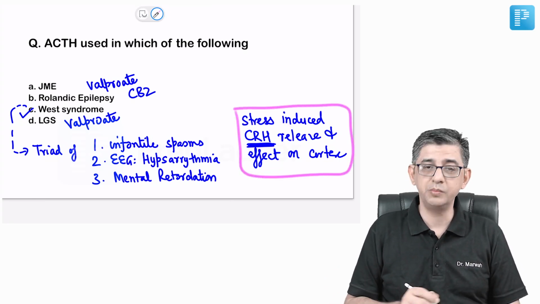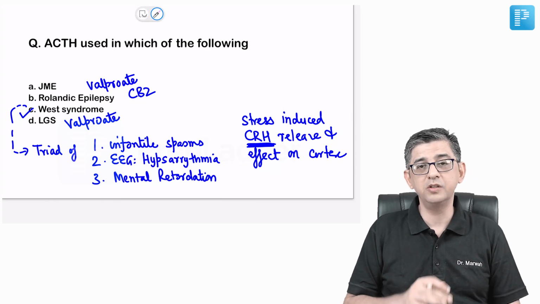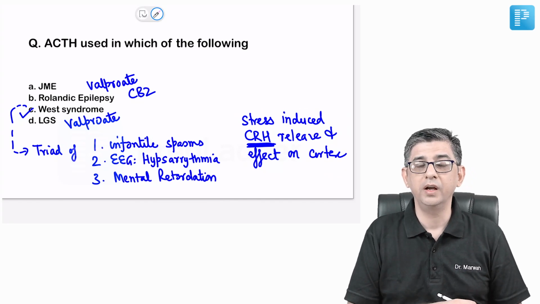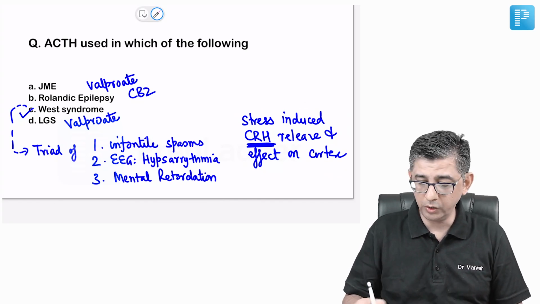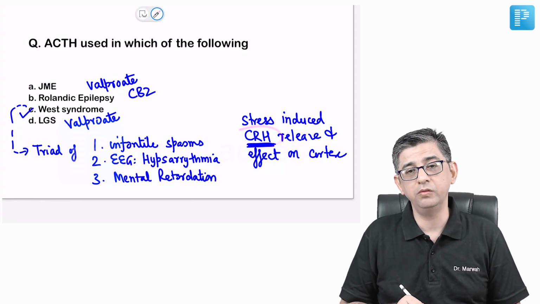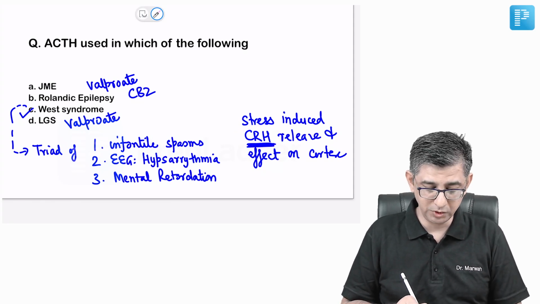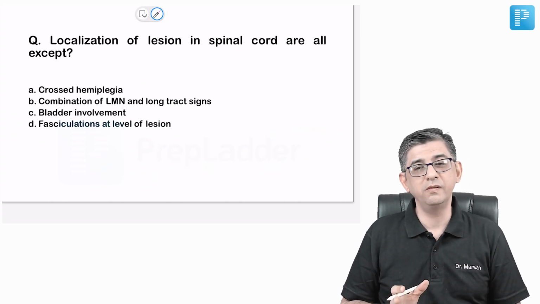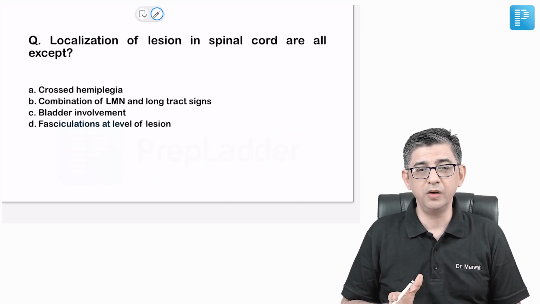The reason for salaam seizures is a very surprising statement actually, that gross excessive elevation of CRH can trigger development of seizures. So we wanted to bring it down, and we can bring it down with usage of ACTH. The answer to this question is C, and I've also tried to give you reason for the same. The next question said localization of lesion in spinal cord would be all of the following except.